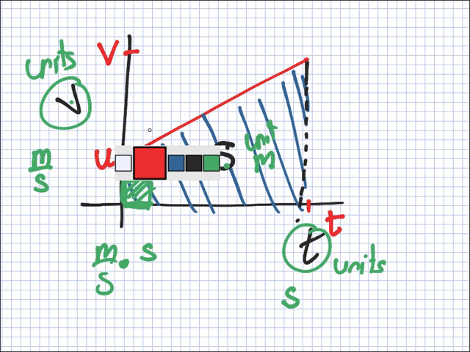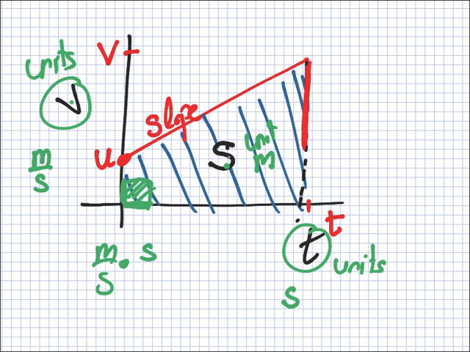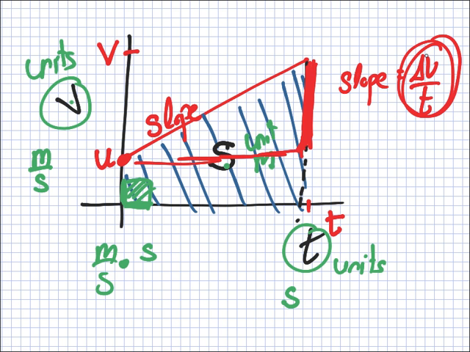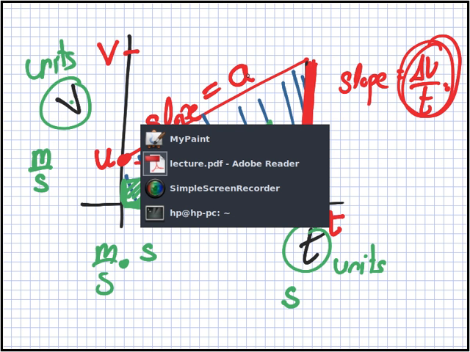Okay. Now, what does the slope represent? That's this divided by this. The slope, if you look here, is the change in velocity over time. And what's that called? Do you remember its name? It's the acceleration.